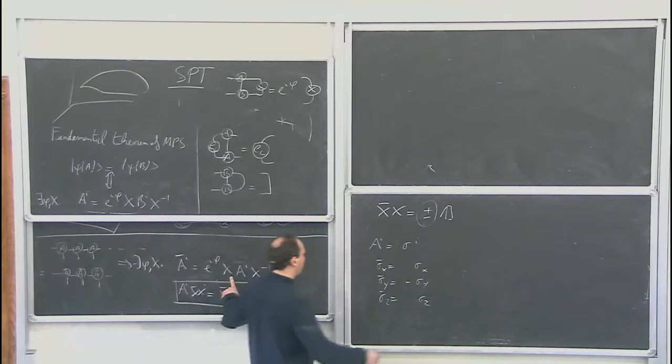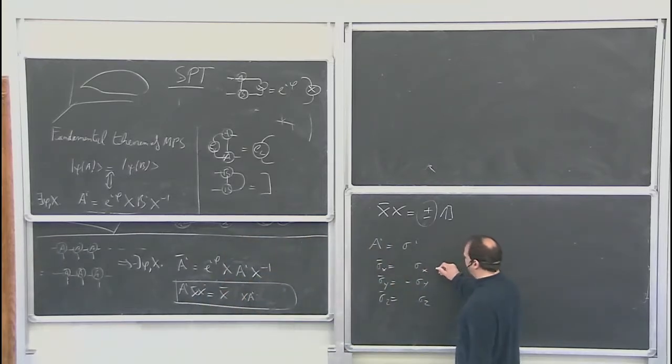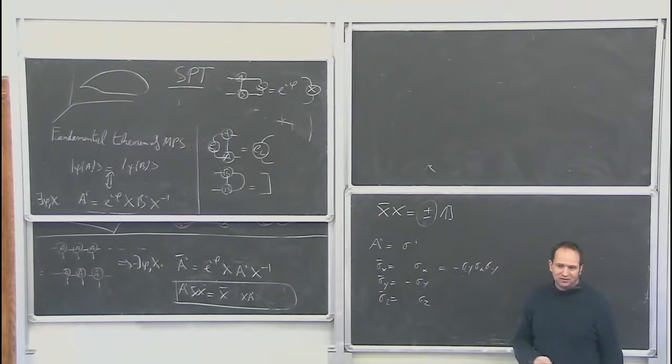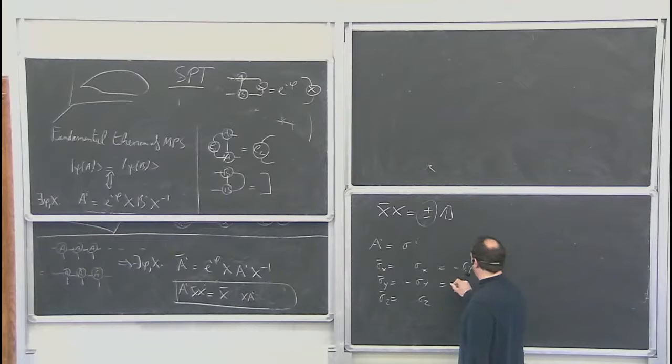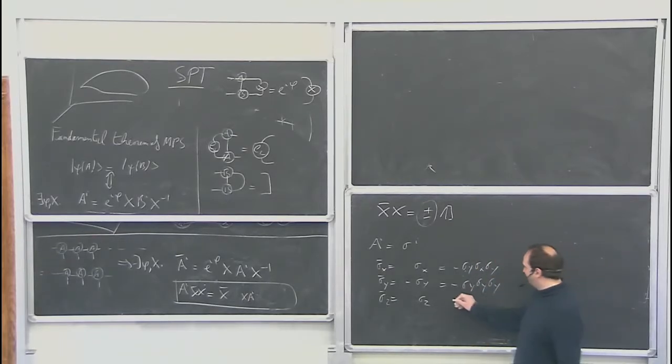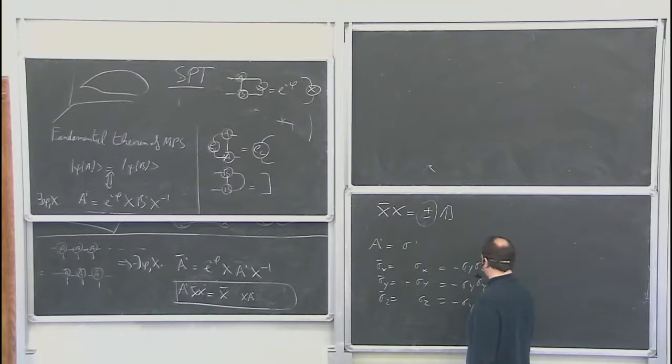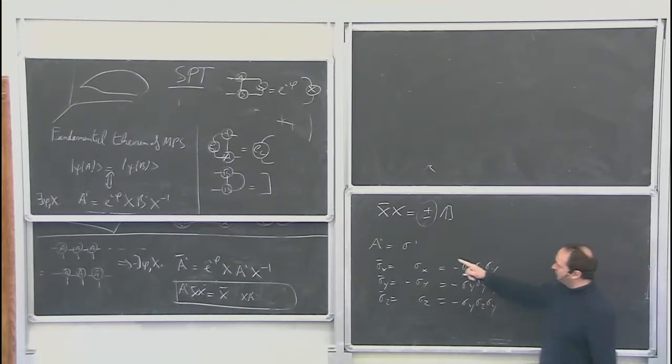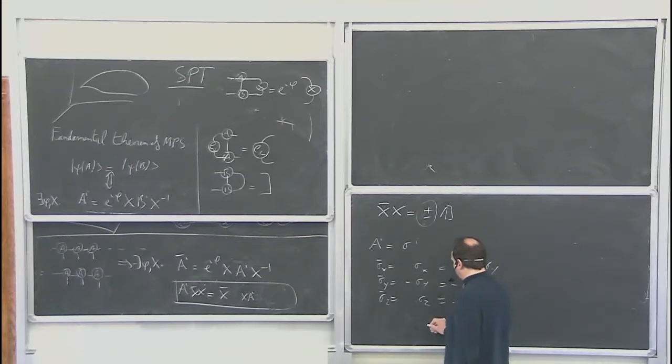Indeed, you see that this is equal to minus sigma y sigma x sigma y. This is equal to minus sigma y sigma y sigma y. And this is equal to minus sigma y sigma z sigma y. That means that for the gauge transform, e^{iφ} is equal to minus 1, and x is basically sigma y.